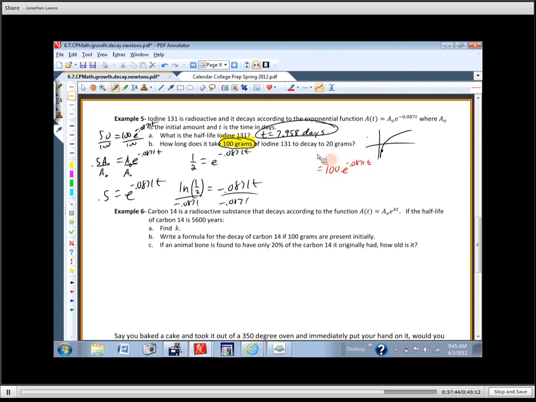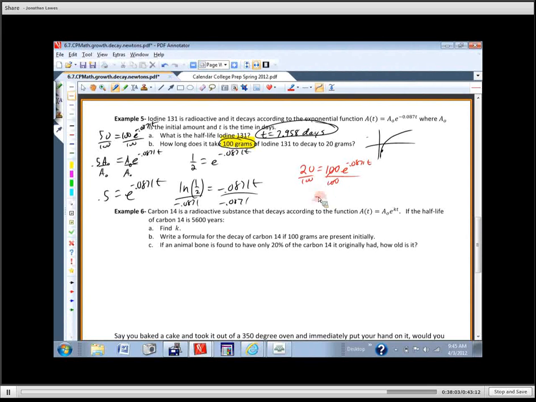And how much do we end up with? We end up with 20 grams. The only variable in the problem at this point is T, which is what they asked for: how long does it take? So let's finish solving this. Whoops, divide by 100.